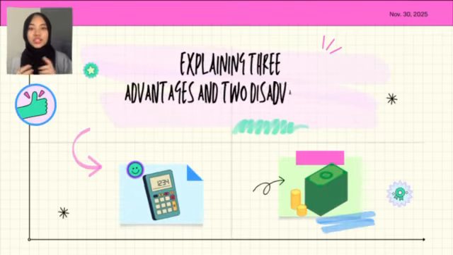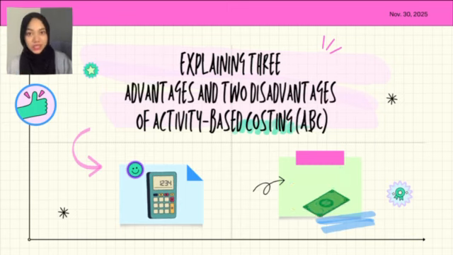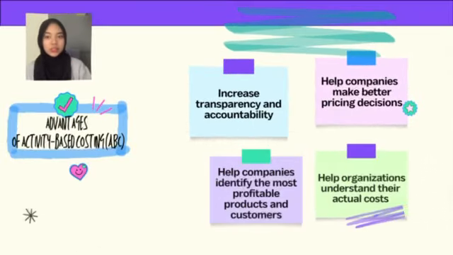Next, I'm going to explain 3 advantages and disadvantages of activity-based costing. First advantages is increased transparency and accountability. Companies may ensure that all expenses are accounted for and resources are used efficiently by offering a more accurate view of costs. This can help with ongoing improvement while also increasing customer satisfaction and loyalty.